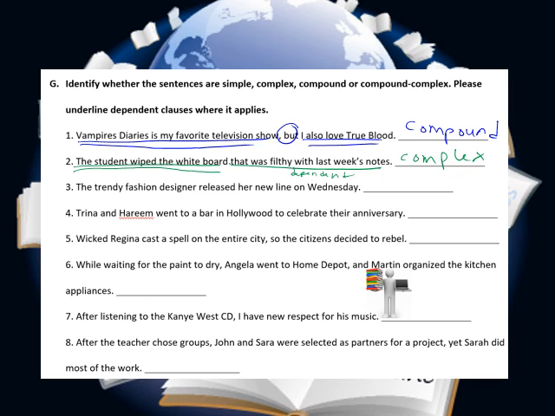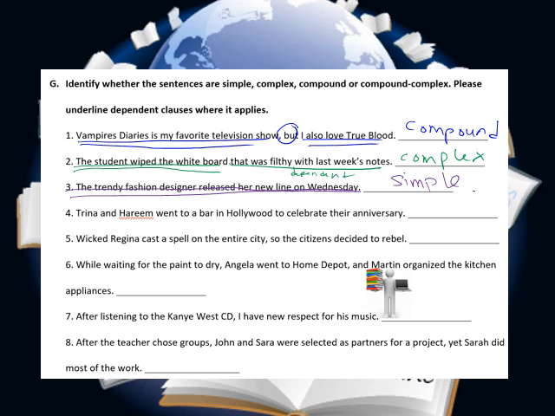The trendy fashion designer released a new line on Wednesday. One sentence, a sample sentence: independent clause. Very good. So all of this here is independent, and so this becomes what? Very good. Next one, go ahead.